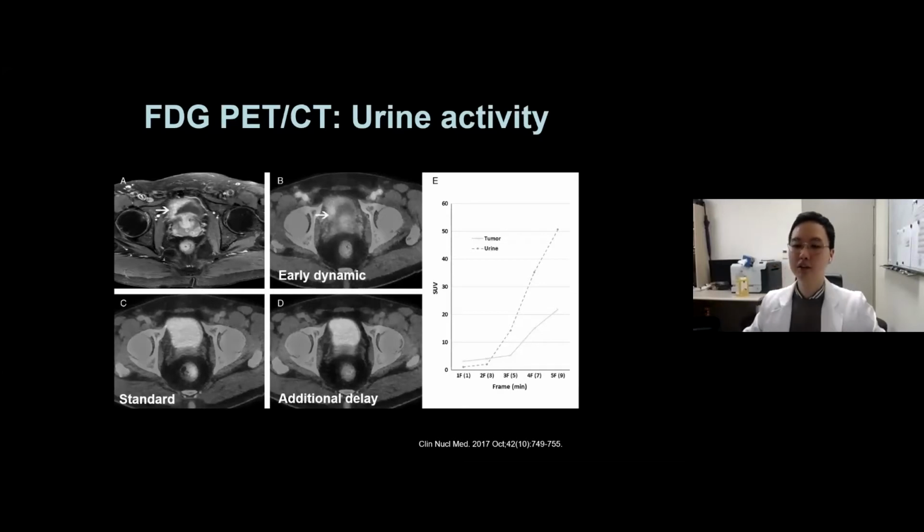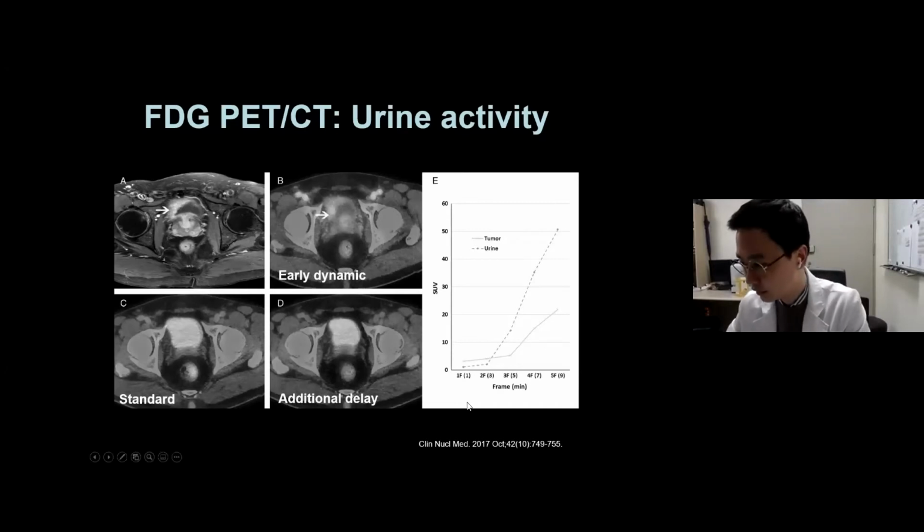There has also been another attempt using early dynamic imaging. As you can see in the dynamic curve here, there is more FDG uptake in the early phase, because the bladder is filled after the FDG passes through the kidney and ureter. So early FDG uptake in the tumor is higher than in the bladder wall. This early dynamic image can be helpful for detection of bladder cancer.